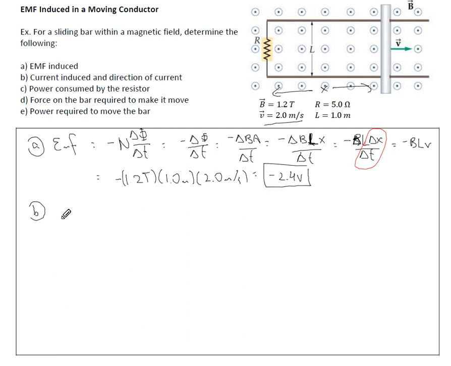Current's pretty straightforward. The magnitude of these is just using Ohm's law of V equals IR. We're solving for I though, so V over R. You get negative 2.4 volts over 5.0 ohms equals negative 0.48 amps. So what's difficult is finding out the direction. Again, it is like a 50-50 guess, but hopefully we can get to the point where we don't need to guess. So let's think about this.